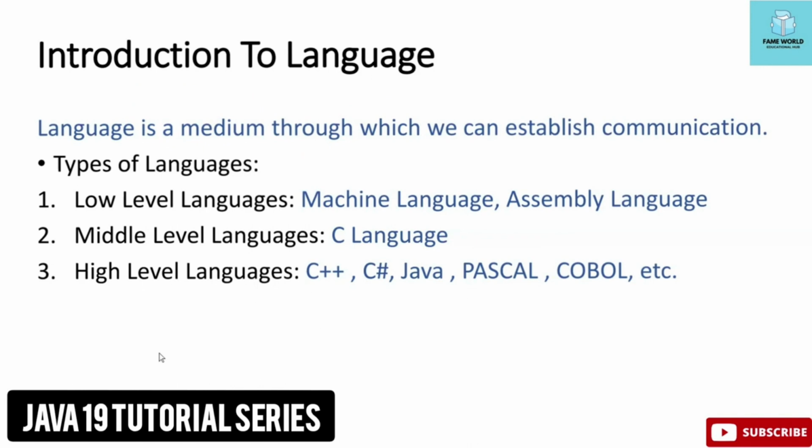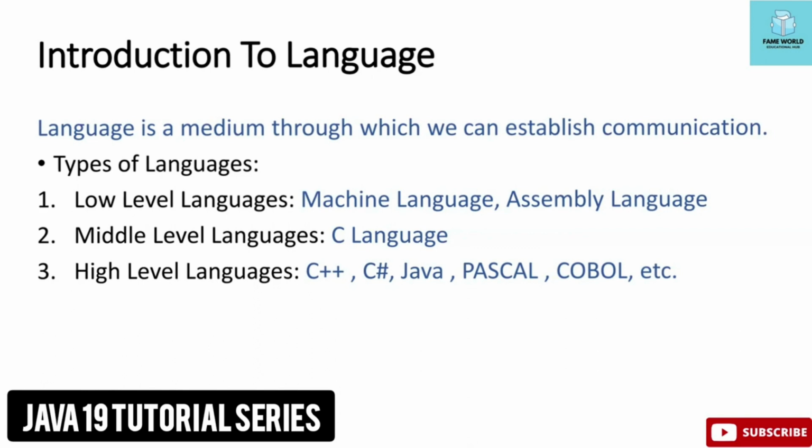So now I'm going to talk about what the different types of programming languages are. There are basically three types of programming language. This is the very basic classification of language: low level language, middle level language, and high level language. There can be different classifications also, but this is the basic classification. So low, middle, and high.